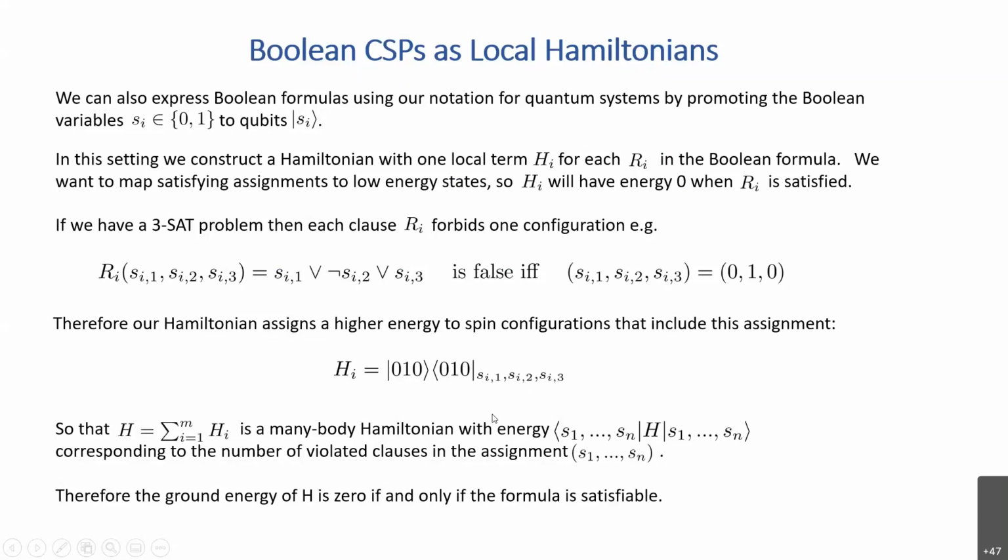Now if you had a Boolean formula that wanted several clauses to be satisfied simultaneously, you could map it to a Hamiltonian where you wanted all of the h sub i to have energy 0. In general, if you evaluate this Hamiltonian on just a bit string, diagonal in the computational basis, it will just count the number of violated clauses corresponding to that assignment. And the ground state energy of the full Hamiltonian is 0 if and only if the formula is satisfiable.